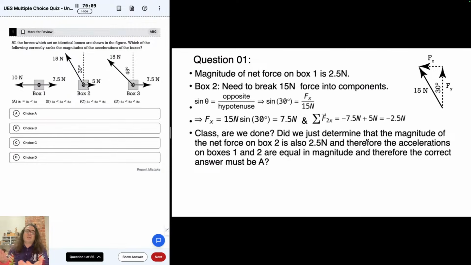So class, are we done? Anytime I ask this question, class, I'm actually asking you, and I want you to put something in the comment. Are we done? Did we just determine that the magnitude of the net force on box 2 is also 2.5 newtons, and therefore the accelerations on boxes 1 and 2 are equal in magnitude, and therefore the correct answer must be A, because that is the only one that has boxes 1 and 2 with the acceleration being equal?